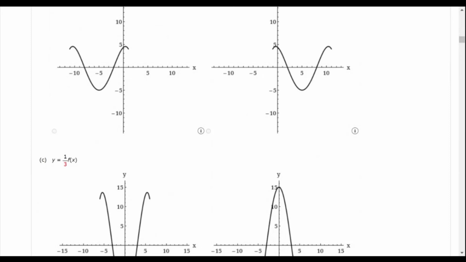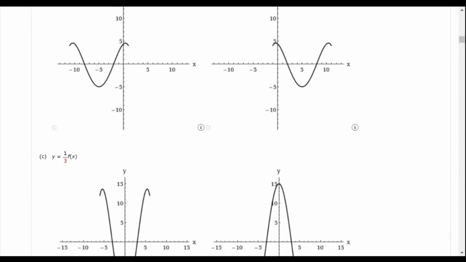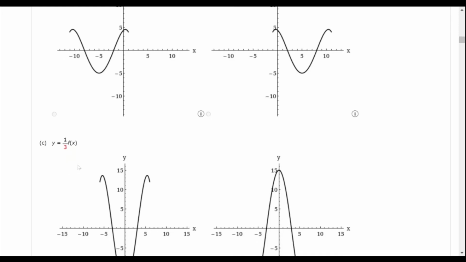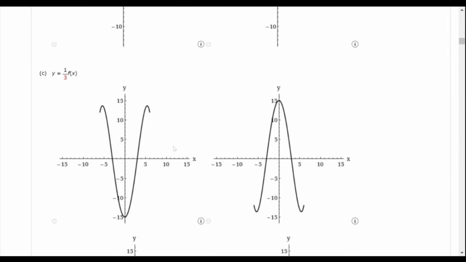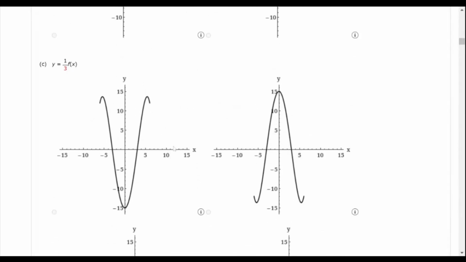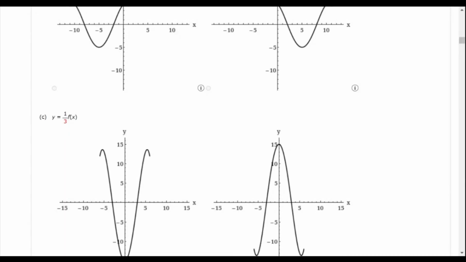What about this 1/3 business in front? It's going to stretch. You sure? It's going to shrink. If the number is between 0 and 1, it's a vertical what? Let's make sure we got it. That's 1/3, a number between 0 and 1. Oh yeah, it's a vertical shrink.